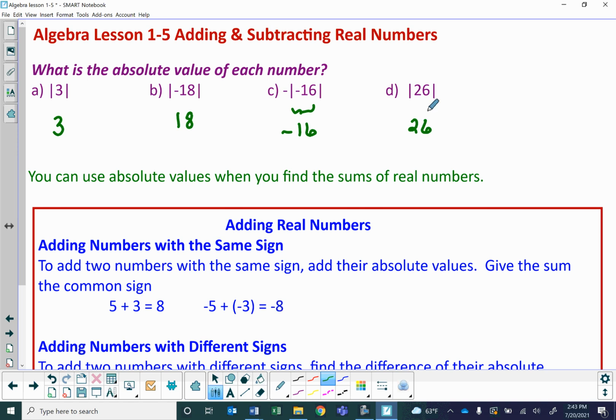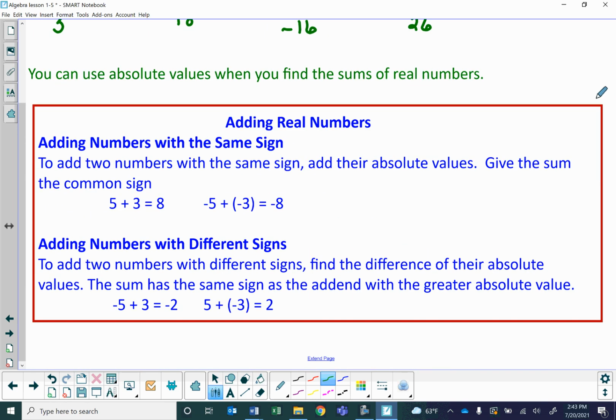Now you can use absolute values when you find the sums of real numbers. If you're going to add real numbers, there are basically two rules: what happens if they have the same sign, and what happens if they have opposite signs. Adding numbers with the same sign: to add two numbers with the same sign, you add their absolute values and give the sum the common sign. There was a nursery rhyme, Row, Row, Row Your Boat, that they started using with positive and negative numbers. Instead of saying row, row, row your boat, they would say same sign, add and keep.